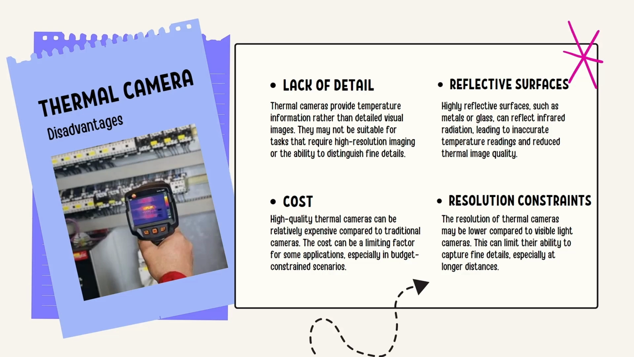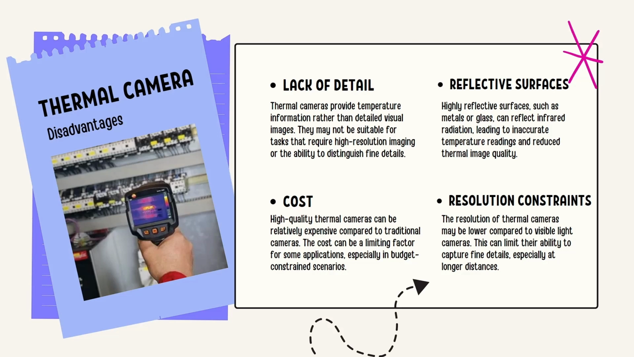Good quality thermal cameras can be really expensive compared to traditional DSLR cameras. The cost, therefore, can be a limiting factor for some applications, especially in budget constrained scenarios. In India, a good quality thermal camera like the FLIR E6 costs about 2 to 3 lakh rupees, which is a great price for an average middle class person.